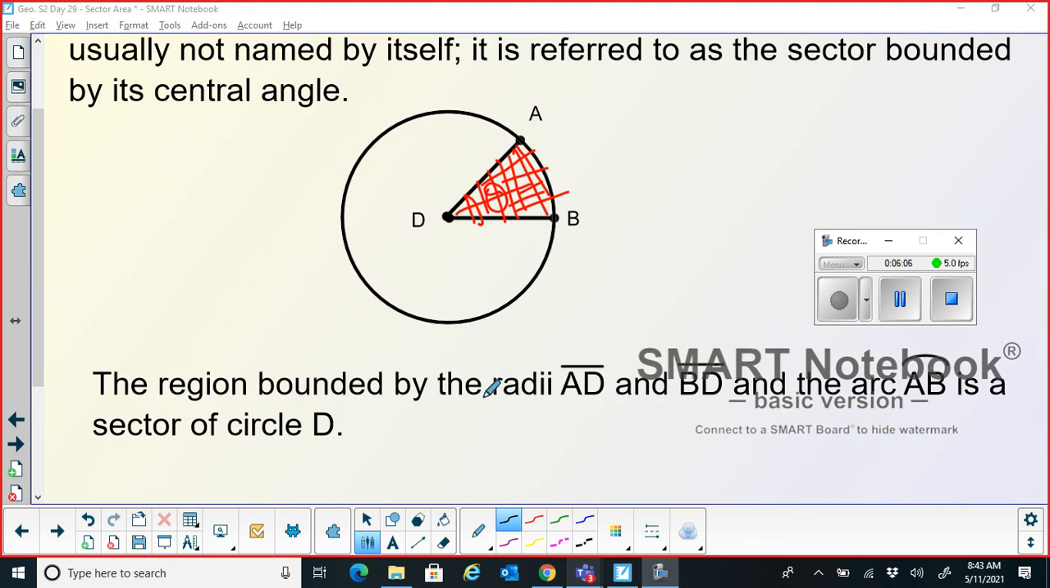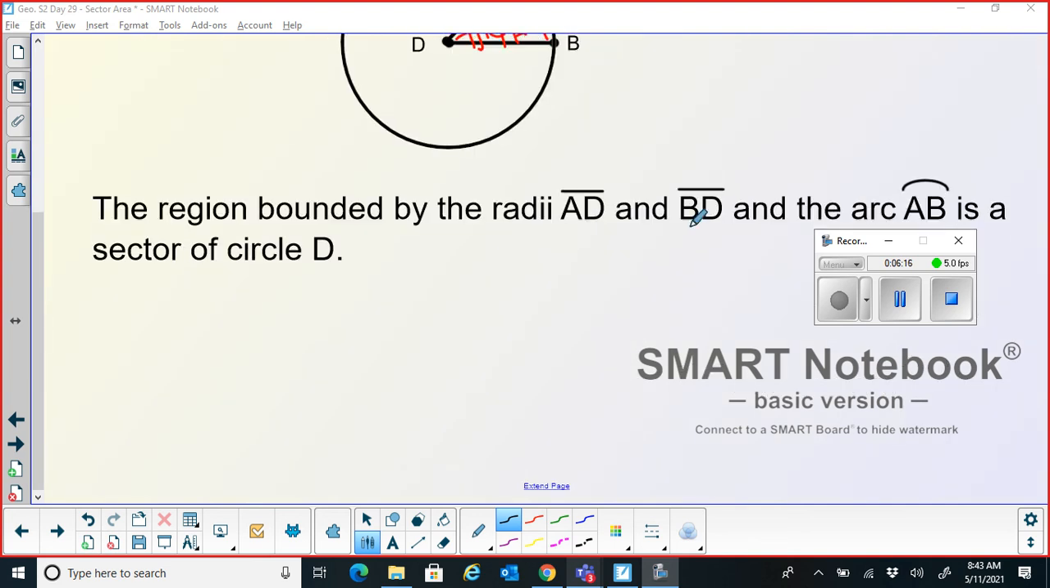Okay, in this particular figure, the sector is bounded by radii AD, BB and arc AB. Okay, so what we said. Let's move on to the next slide.